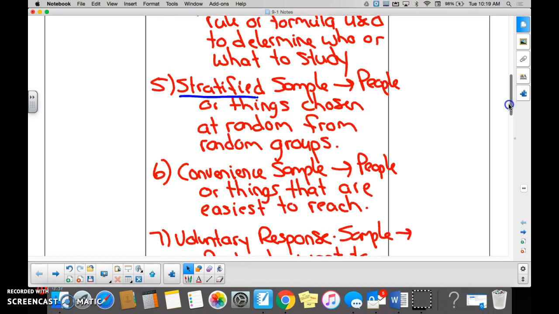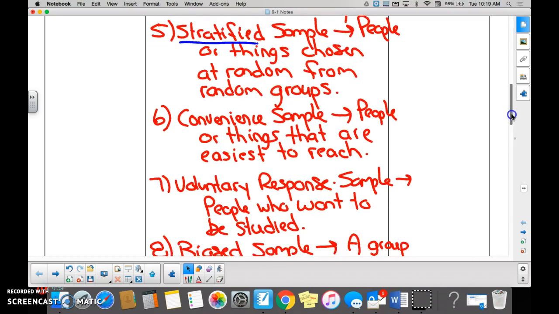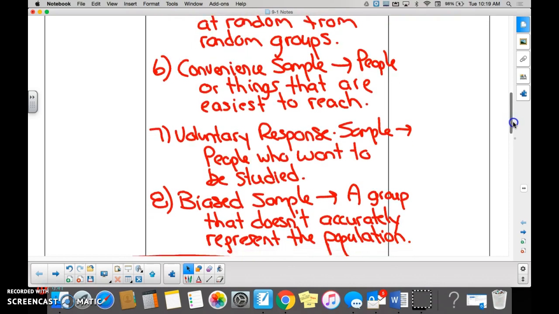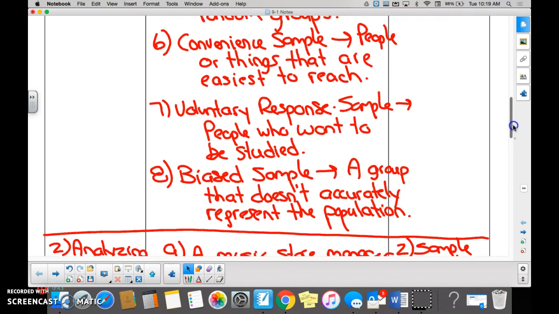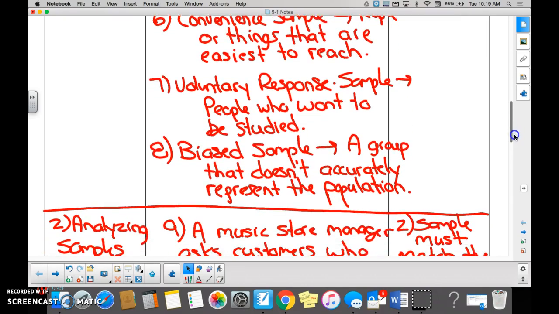Random. Convenience, think about the word convenience and what it means. Voluntary, same thing. Think about the word voluntary. And then a bias sample. We'll talk a little bit more down here in the next section.